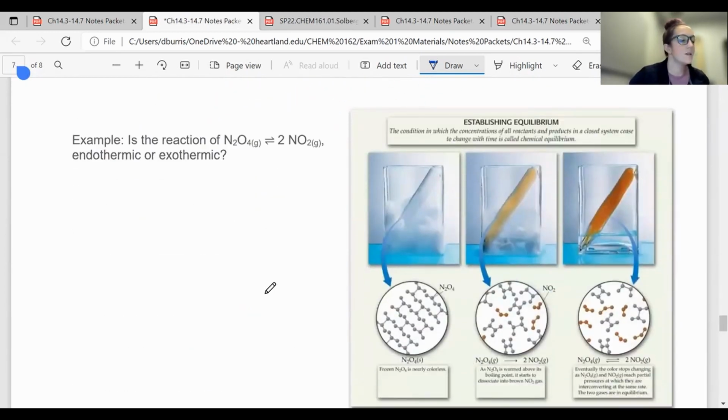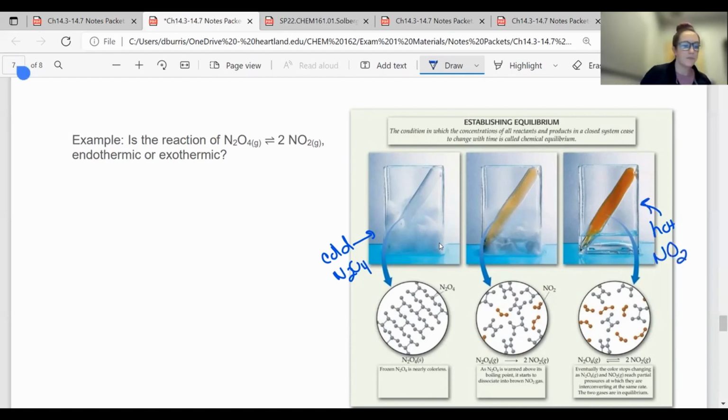Okay, so I want to talk about this example really quick. This is the N2O4 example. Is it endothermic or exothermic? So we can tell by looking at shifts if something is endothermic or exothermic. So this shows you, and you might not be able to see it really well, but this is when it's really cold or it's frozen. So when it's cold, it's clear and it's like all N2O4. And when it's hot, it's brown and it's like almost all NO2.